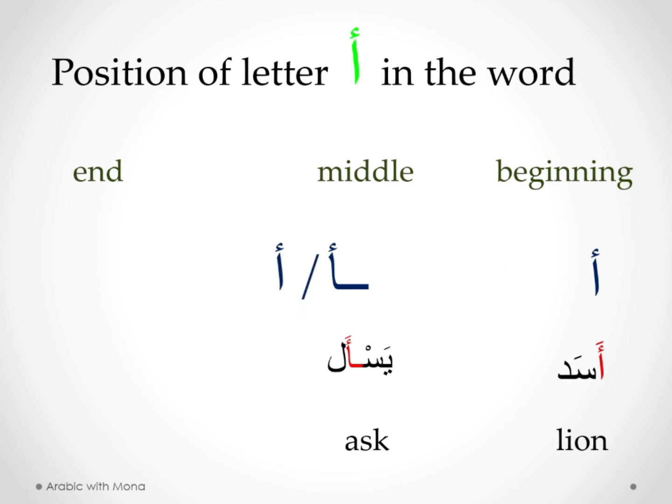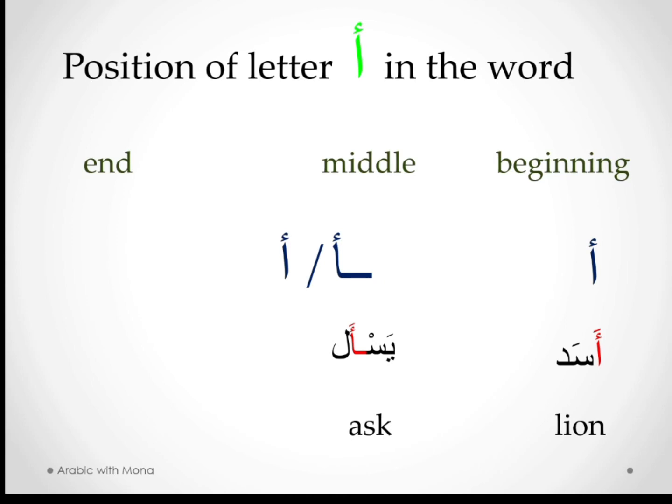In what cases? If a naughty letter comes before it, like in the word رأي. Ra letter is a naughty letter, so it is never connected to the letters that come after. Alif letter is a naughty letter, so it is never connected to the letters that come after. Ra'i is opinion.